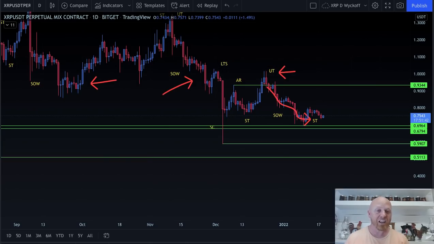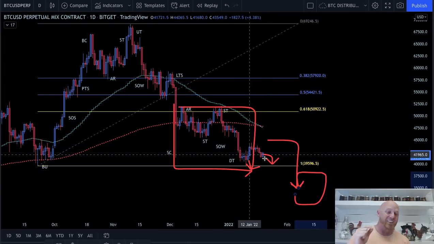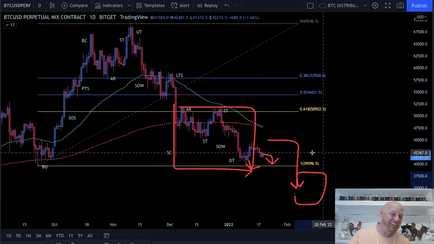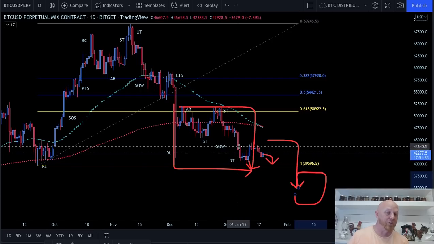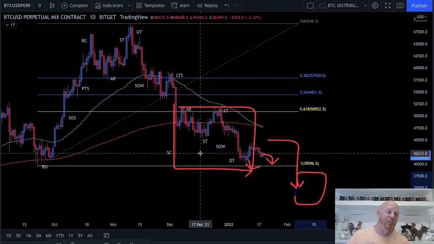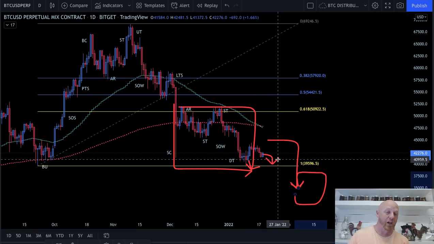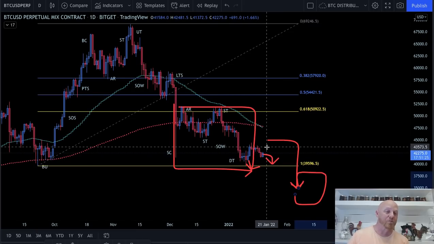And as long as Bitcoin holds this key support level, 39,596, we are in accumulation, my friends. Every single accumulation box has held the 1 fib. So just wait and see what happens. Hopefully we'll get our bullish momentum. All the markets dumped hard today, 1.5 to 2%. Bitcoin did not dump that hard. There's some momentum here, guys. There's some strength here. Let's wait and see how this plays out.